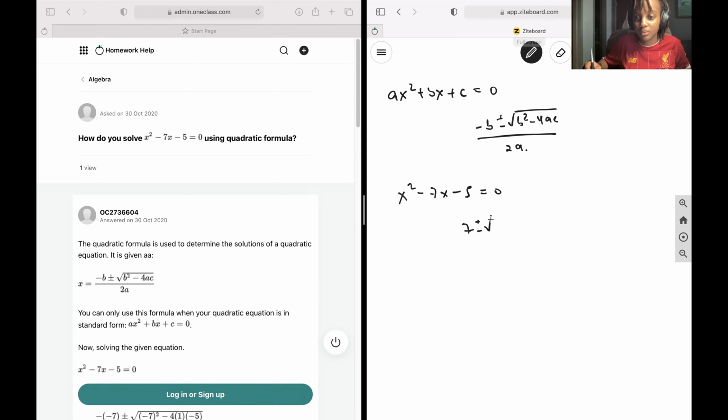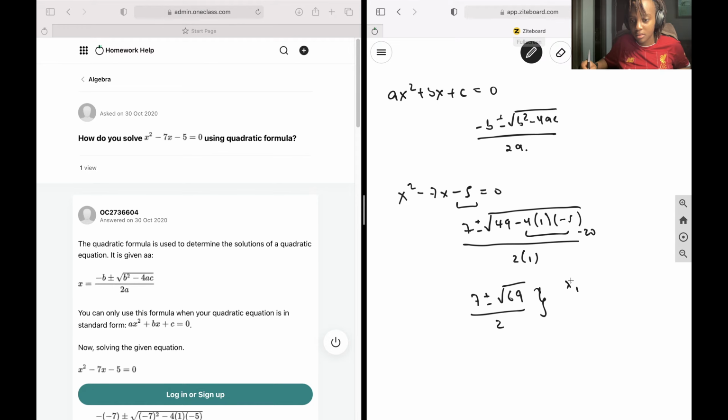And it becomes 7 plus or minus the square root of 69, because this becomes 20, -20, and negative is positive, over 2. This cannot be simplified further. And so you get x1 is equal to 7 plus the square root of 69 over 2, and x2 is equal to 7 minus the square root of 69 over 2. So this is the scenario where, yes, the discriminant is over 0, and you have two real solutions.